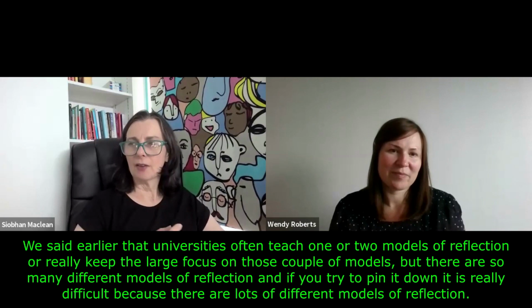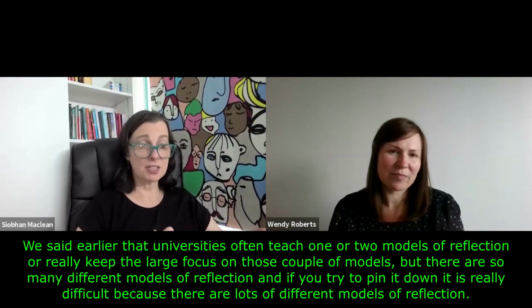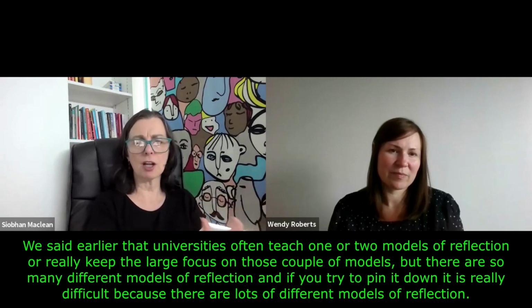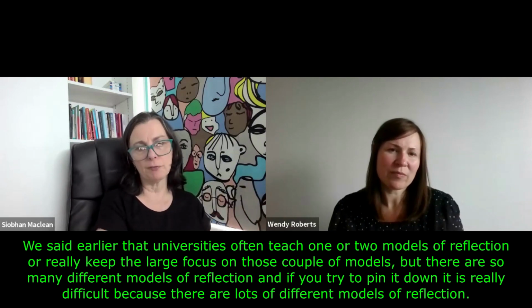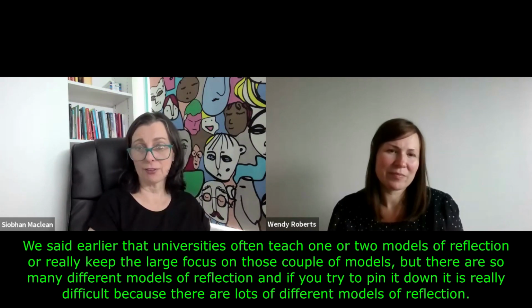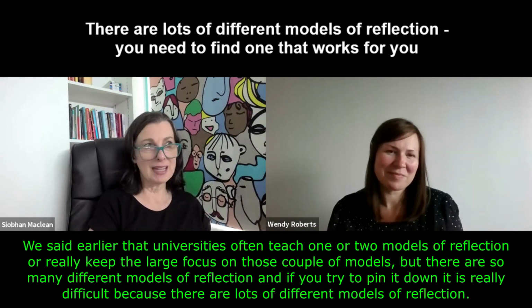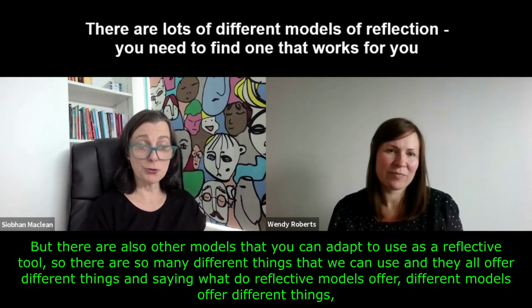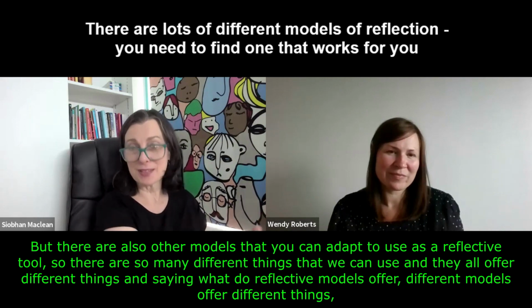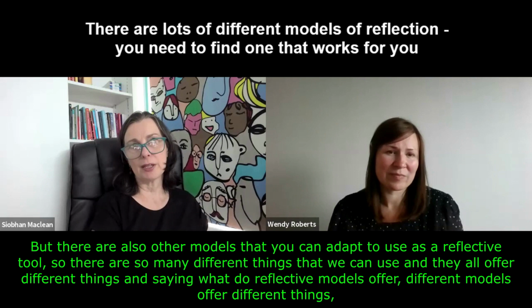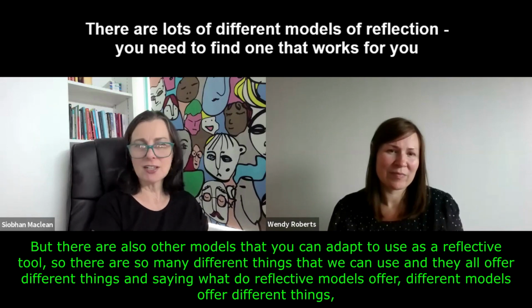I think we said earlier that universities often teach one or two models of reflection, and really keep the large focus on those couple of models. But there are so many different models of reflection, and if you try to pin it down, it's really difficult, because there are lots of different models of reflection, but there are also other models that you can adapt to use as a reflective tool.